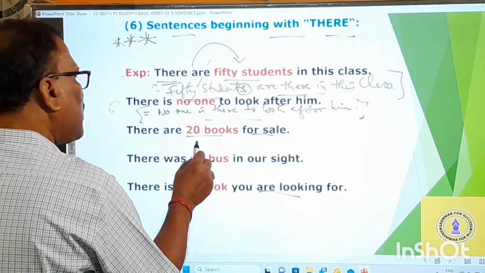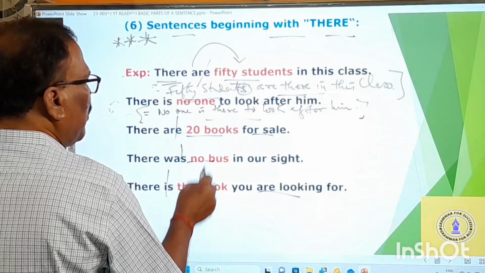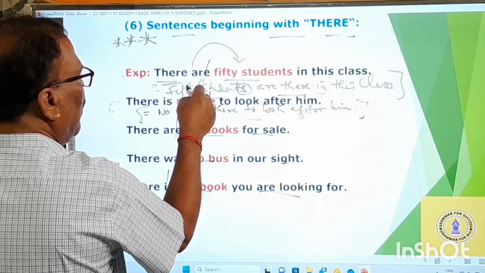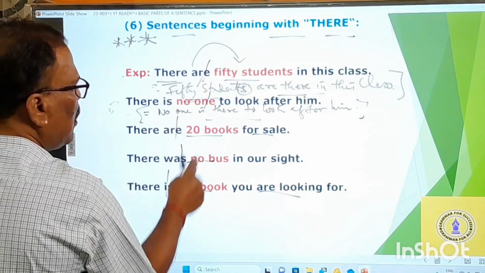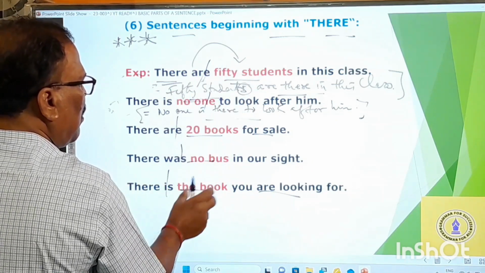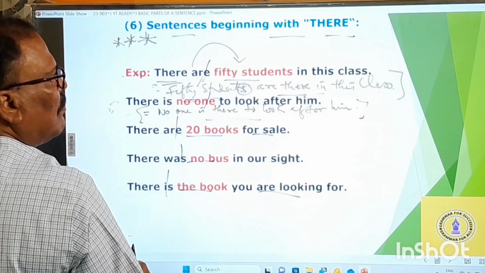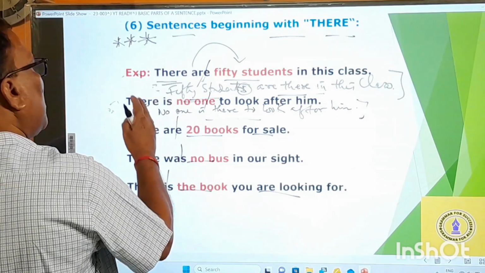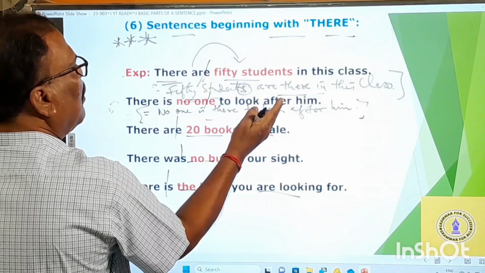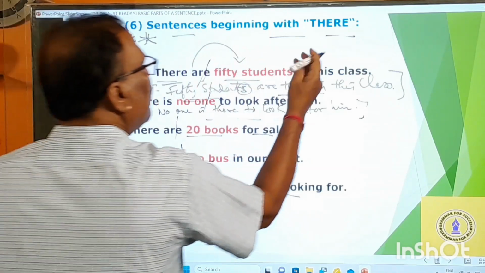So the actual subject is placed after the verb. You can watch it. So this is the actual subject. All the words in red color are subjects. So the subjects are placed after the verb in sentences beginning with there.